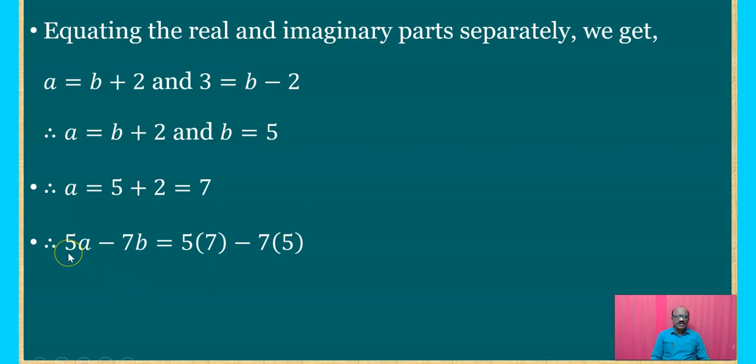And what is the value of 5a minus 7b? Substitute the value of a, which is 7, and the value of b, that is 5. Next is 35 minus 35, that's equals to 0. And hence 5a minus 7b is equals to 0.